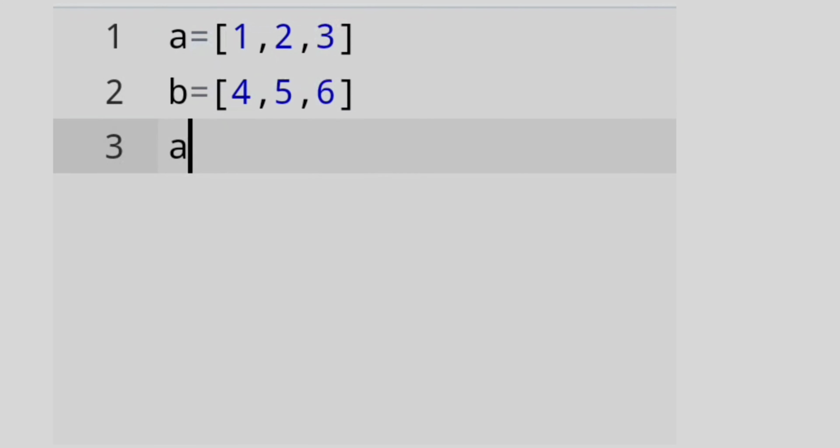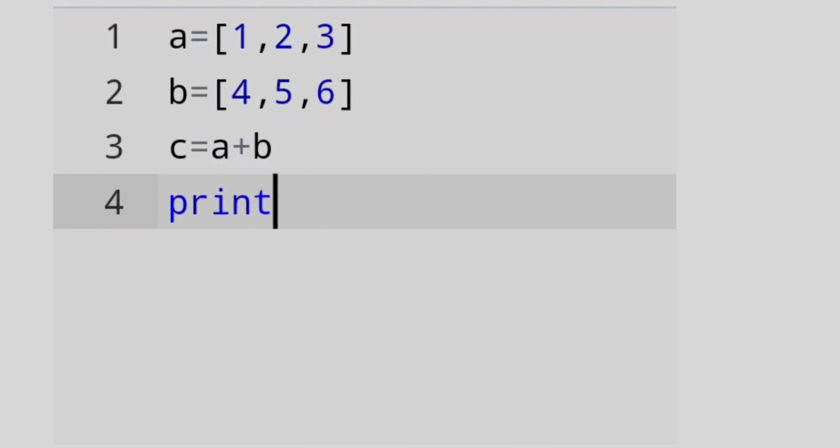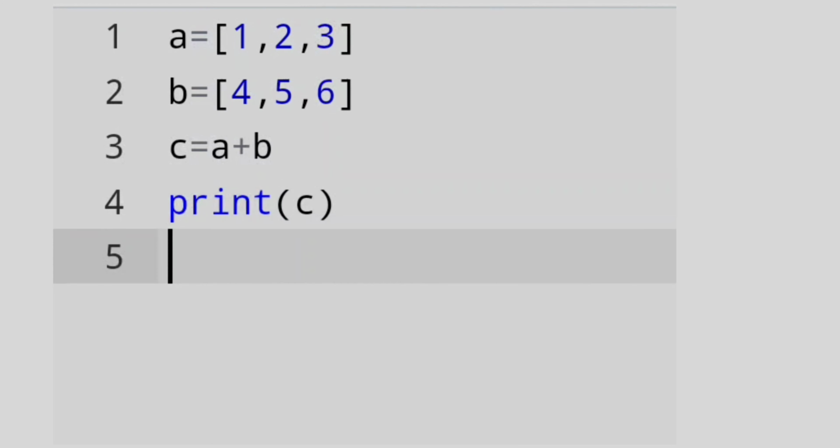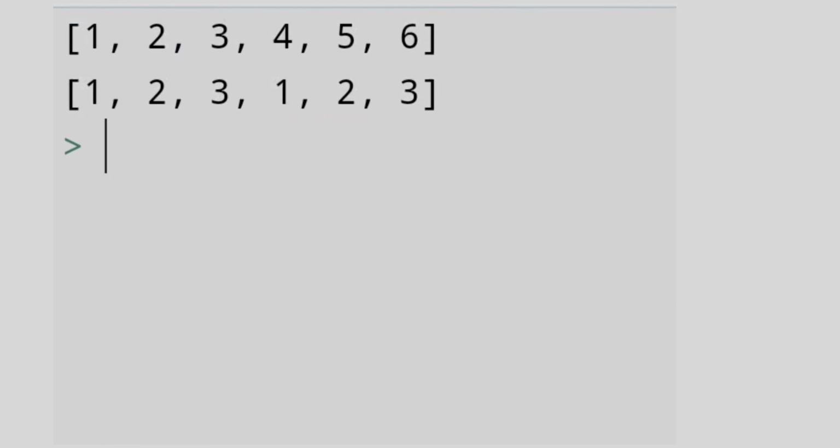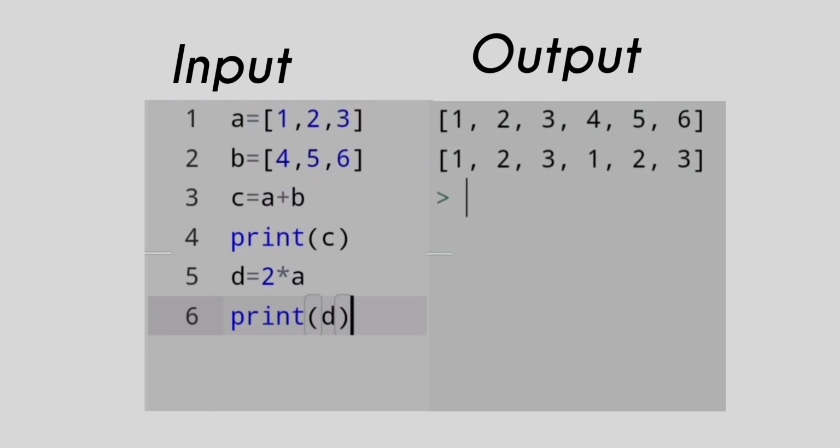We take variable C with the combination A plus B. Now A plus B gives 1, 2, 3 and 4, 5, 6, and we print the statement with C. Then take the fourth variable D as the multiplication operator 2 times A, that gives 1, 2, 3, 1, 2, 3, with the print statement printing D. We get the output 1, 2, 3, 4, 5, 6 for C, and the output 1, 2, 3, 1, 2, 3 for D. That means we get the plus and multiplication operators.